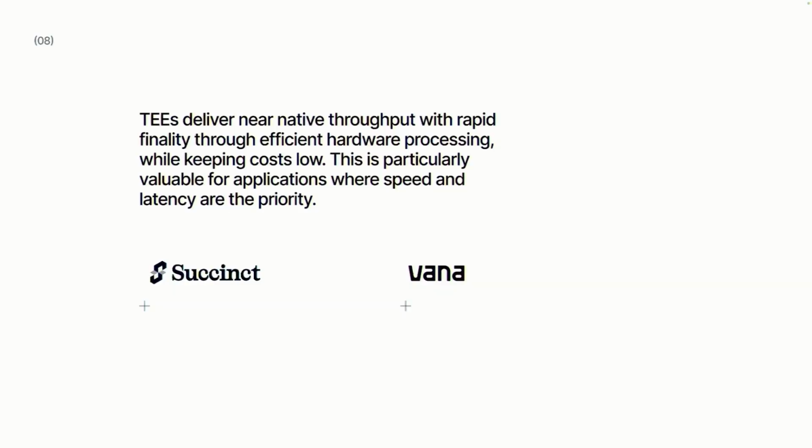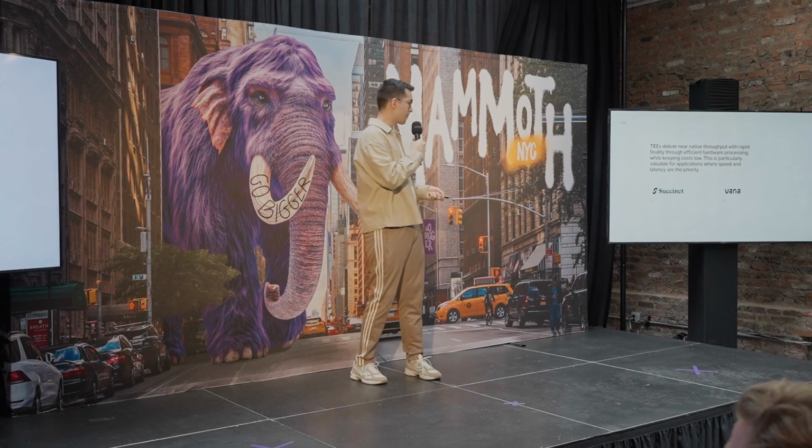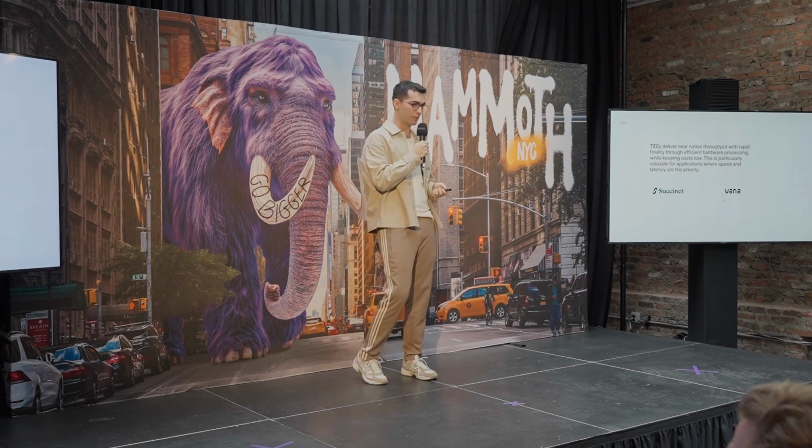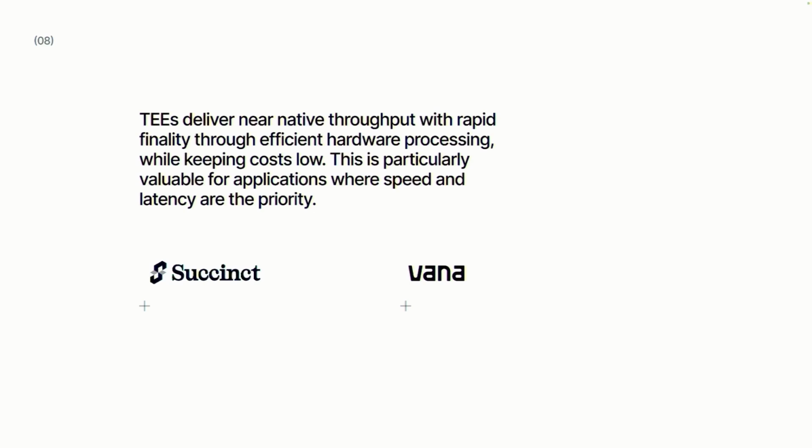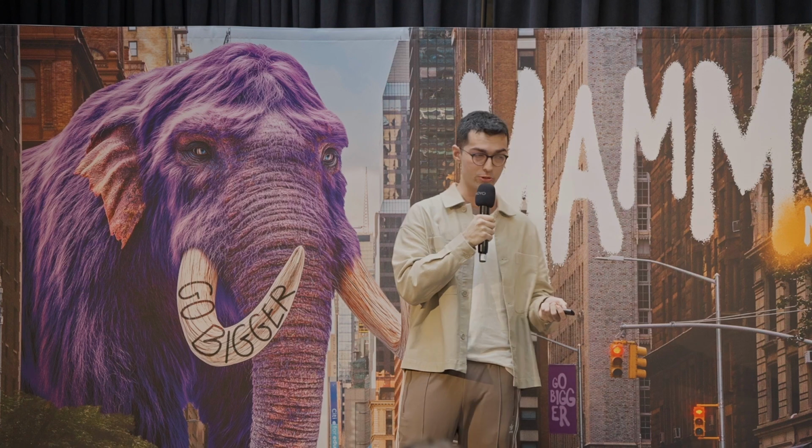We went with TEEs because we can deliver near native performance, keeping the cost as efficient as possible. And this is extremely important when applications need to be fast, or also when they need to have extremely low latency. For example, Succinct uses TEEs for verifying their proofs with a second-factor authentication, and Bana also uses them for proving information about the users in an extremely efficient way.